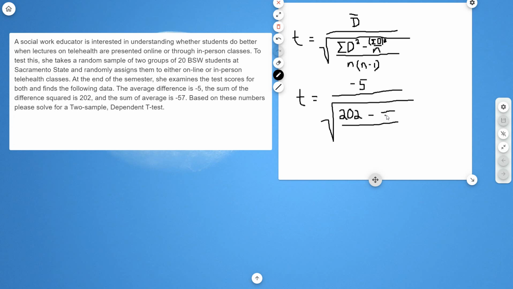We know that the n is 20. I mentioned anywhere you saw an n, it's going to be 20. We know that the -57 is going to be here. That's a 7. There we go. And squared. And we already know we're going to have 20, and 20 minus 1.